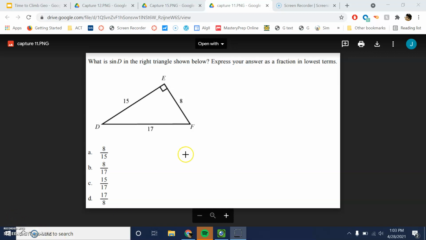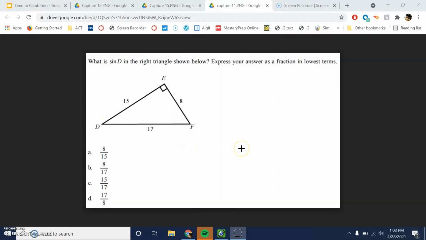Hey, boys and girls, what we're going to do now. What is the sine of angle D? SOHCAHTOA. Ready, set, go. All right, let's see.